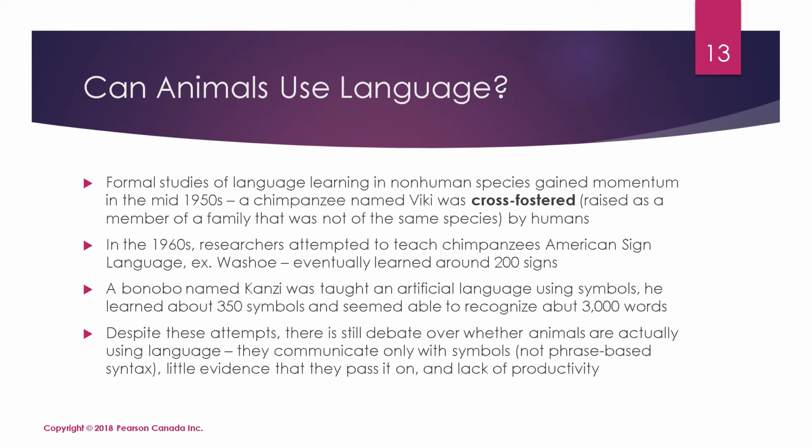Formal studies of language learning in non-human species gained momentum in around the 1950s. There was a chimpanzee named Vicky who was cross-fostered, so she was raised as a member of a family that was not the same species. Obviously, in this case, she was raised by a family of humans. And they were actually attempting to teach Vicky to speak English, but unfortunately Vicky was only able to whisper about 4 words after several years.